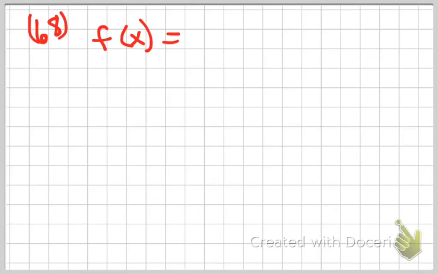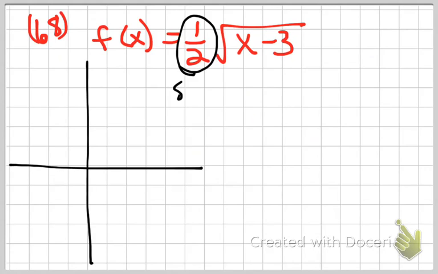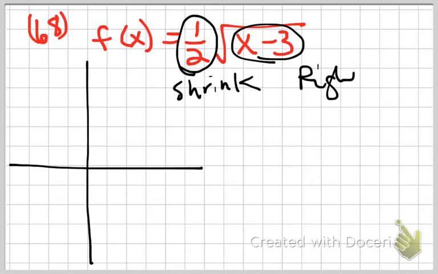f of x is 1/2 the square root of x minus 3. The 1/2 tells us that our slope is going to be up 1 over 2, so this is going to be a shrink. And the x minus 3 tells me to shift right 3 places. So I'm going to start at 0, 0, and I'm going to put my first dot at 3 places to the right.